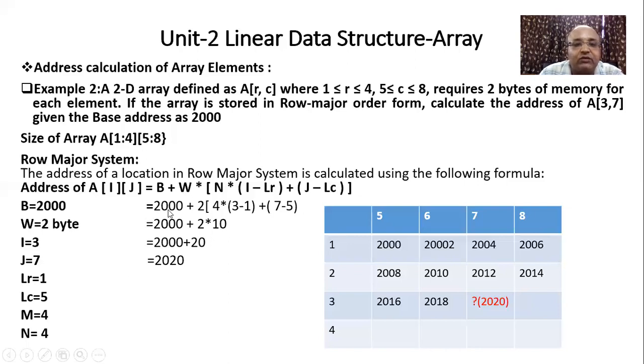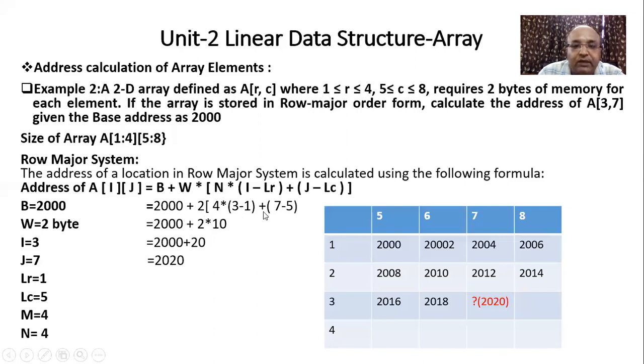Now base address is what? 2000. W is what? 2. Now n is what? 4 into I minus LR. So I means what? The row index for the element whose address you want to find out. That is what? 3 minus LR. Now what is this LR? So LR is the lower index of a row. That is what? 1.